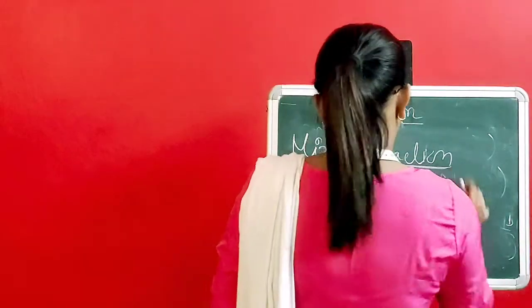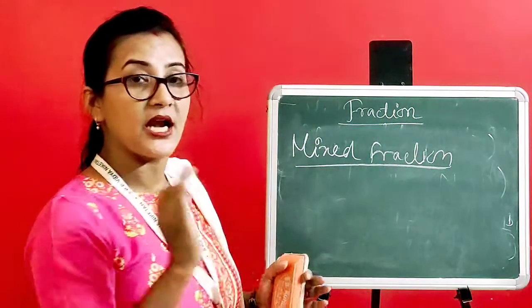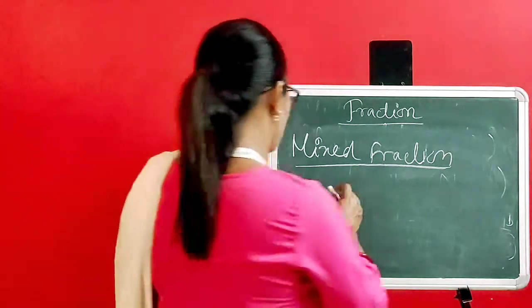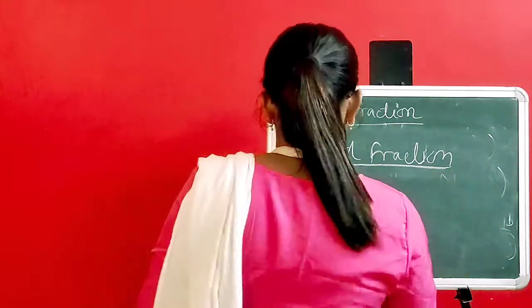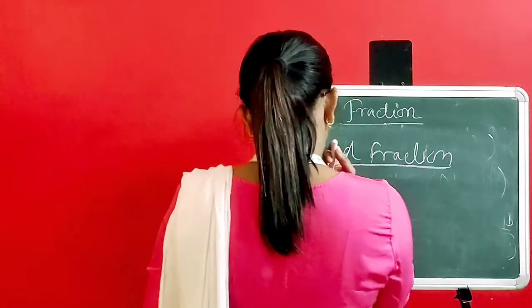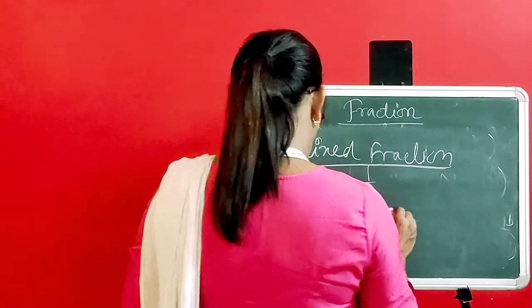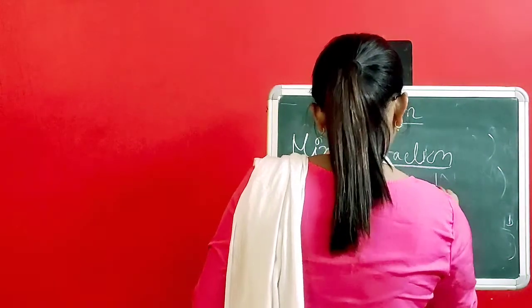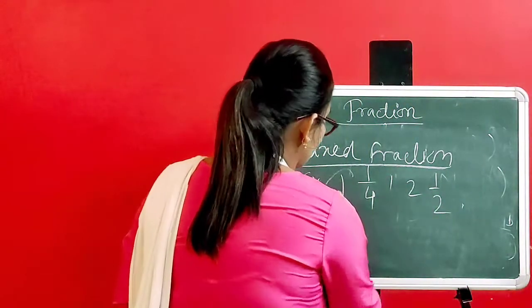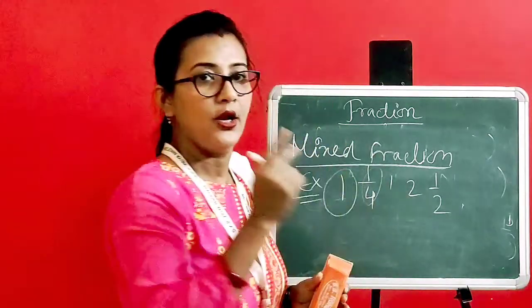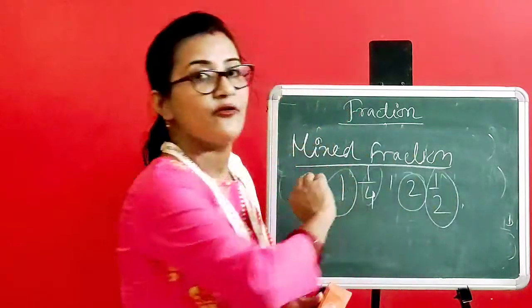Now let's see. A mixed fraction is nothing but the combination of a whole number and a fractional part. Let's see an example of a mixed fraction: suppose 1 by 4, or you can say 2 1 by 2. So what we can see is that a mixed fraction has a whole number part and a fractional part. Two parts are there in a mixed fraction: one is the whole number part and another one is the fractional part.